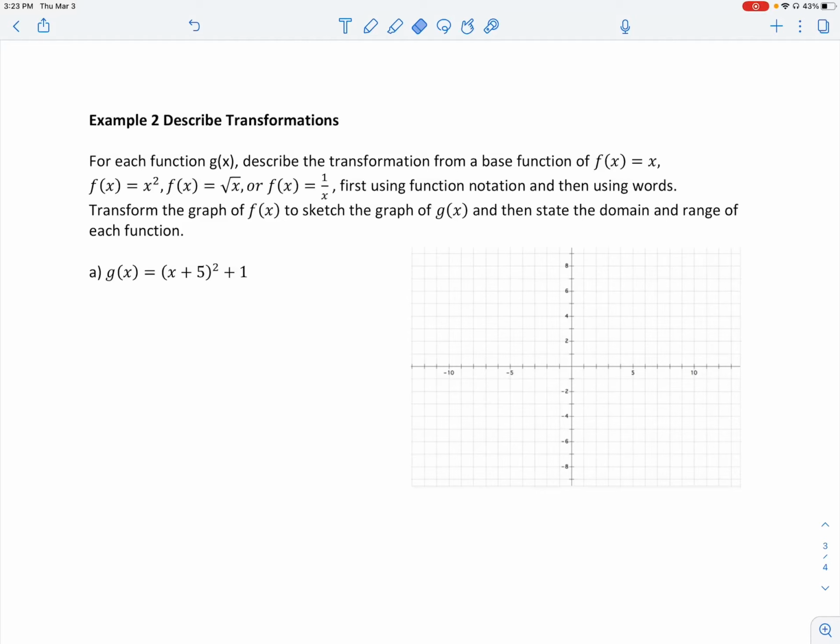Hi, welcome back to our second video for 2.3, horizontal and vertical translations of functions. We're now looking at the second example, describing transformations.